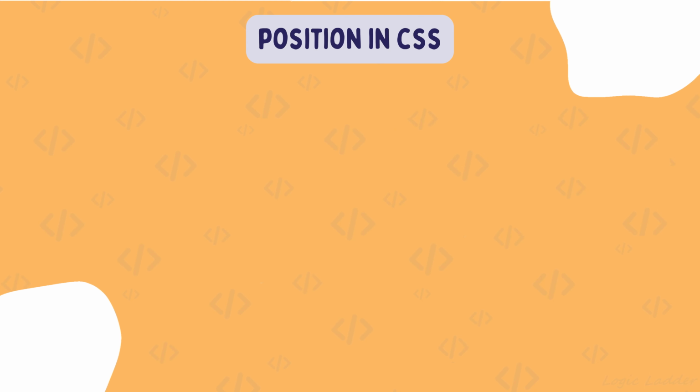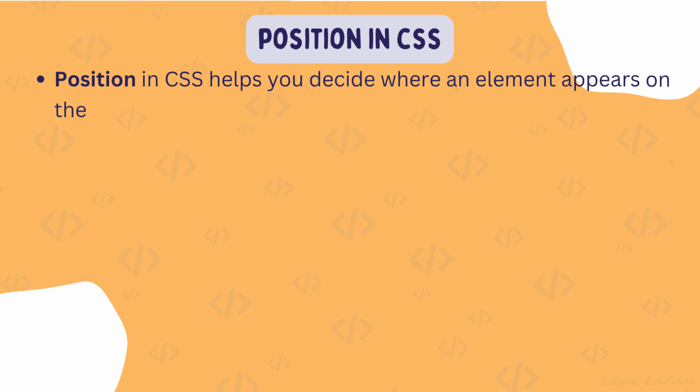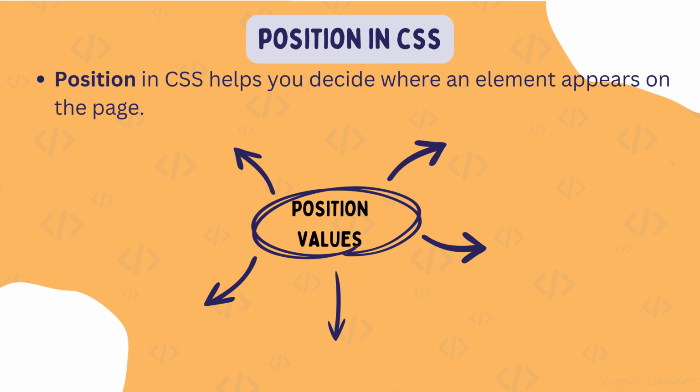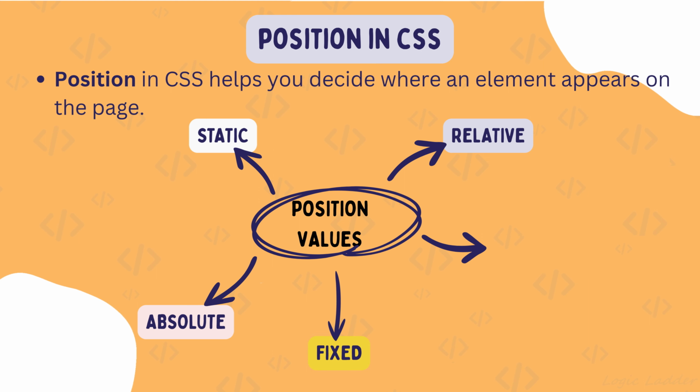Let's begin with understanding what CSS Position is. Position in CSS helps you decide where an element appears in the page. There are 5 main types of positions: static, relative, absolute, fixed, and last is sticky. Let's explore each one with fun, clear examples.